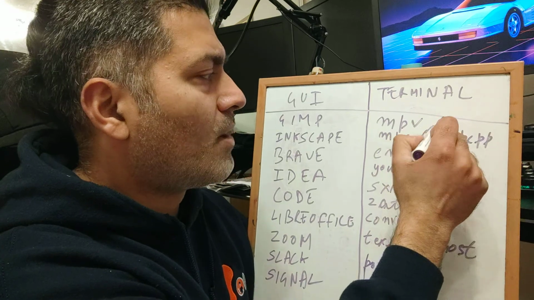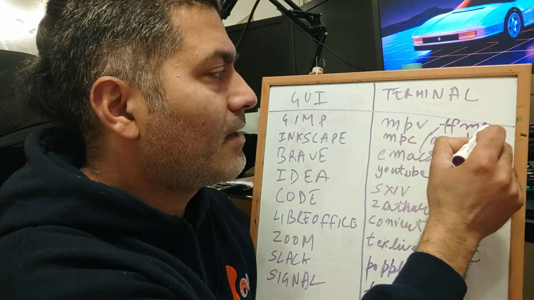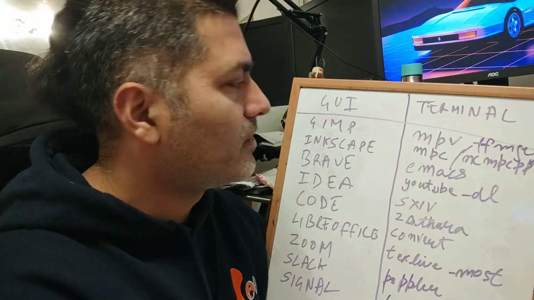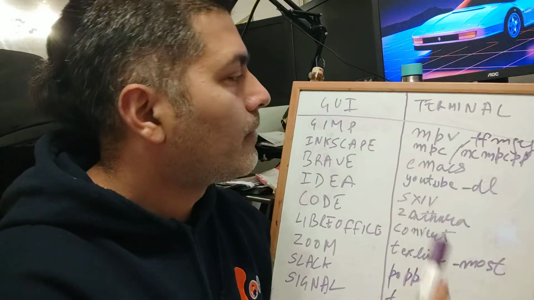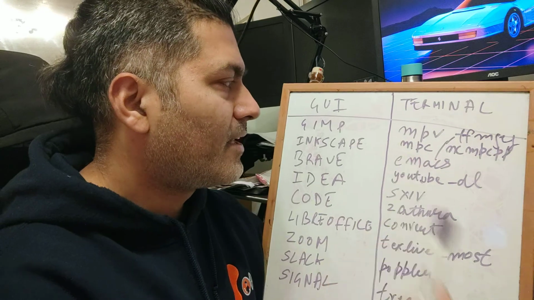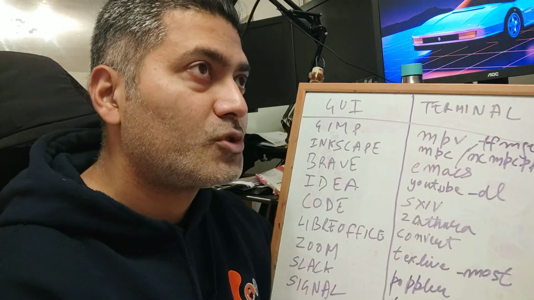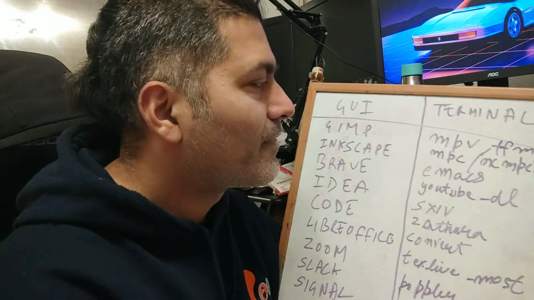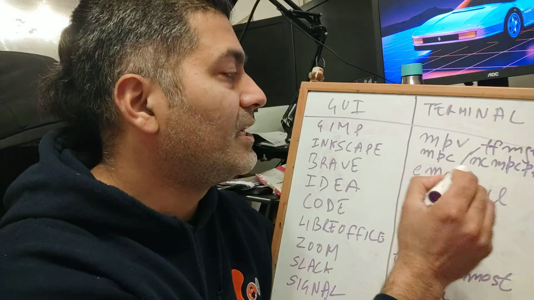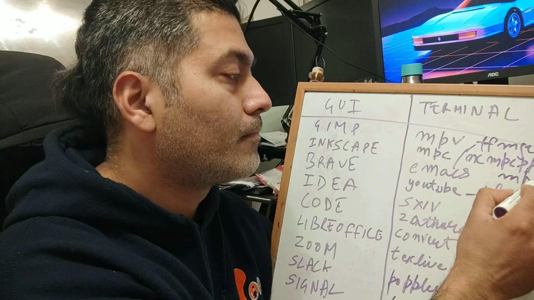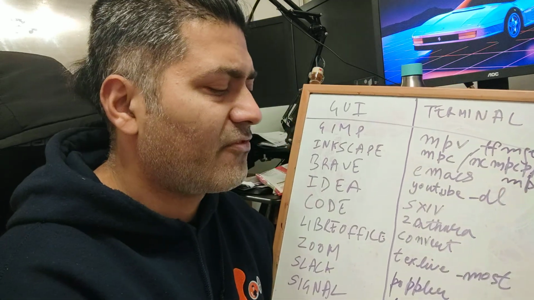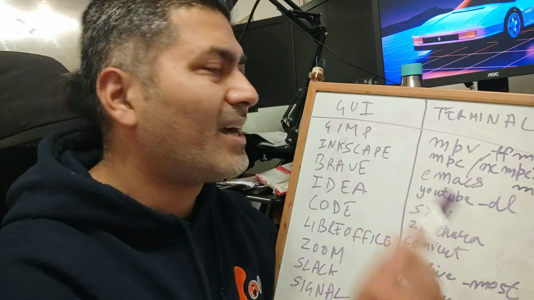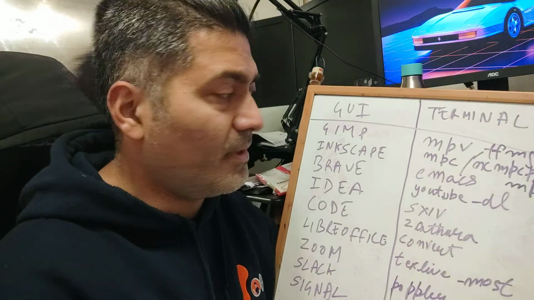So MPV, FFmpeg, and FFmpeg also comes with FFplay. You can also use it to play videos or maybe audio files. And then for my music consumption, I use MPD, which is of course the server, music player daemon, and I've made a lot of videos on this. And for client, I use either MPC or NCMPCPP.